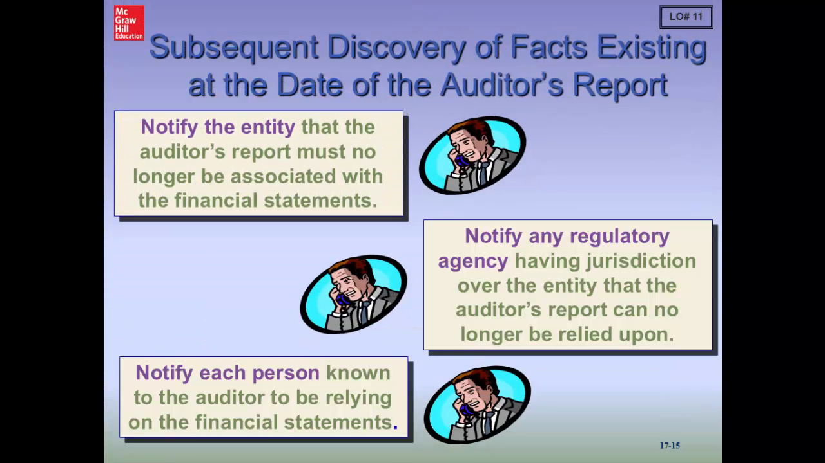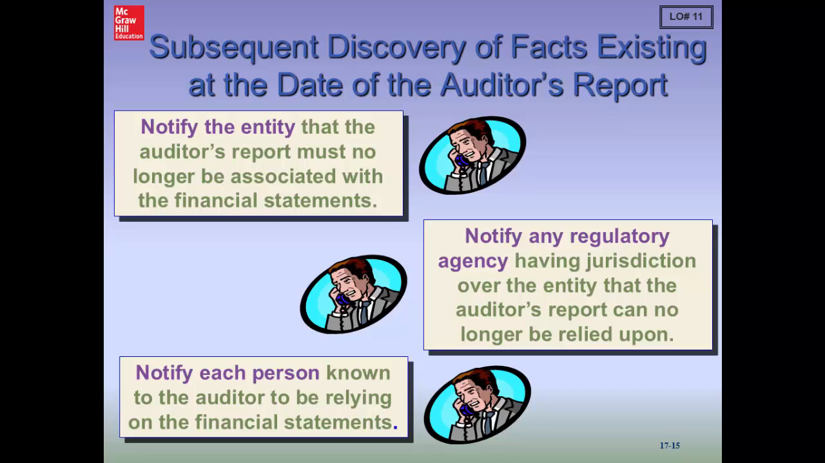Now the last point that we want to talk about is a subsequent discovery of facts existing at the date of the audit report. Now keep in mind that subsequent discovery is not the same as the subsequent period. Once we've issued the audit report, our responsibility is basically done unless there is what we call a subsequent discovery of facts existing at the date of the audit report. This basically is a very bad situation, and it's something that would imply that in fact there are fraud, maybe there is other issues related to the audit or to the financial statements that are significant.